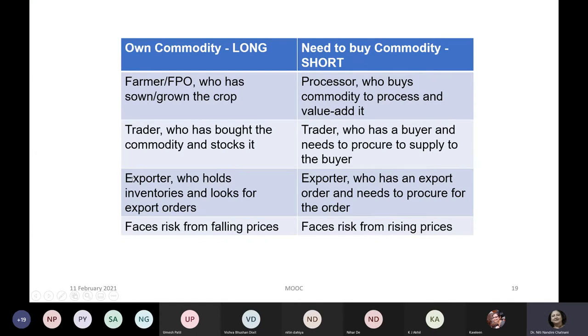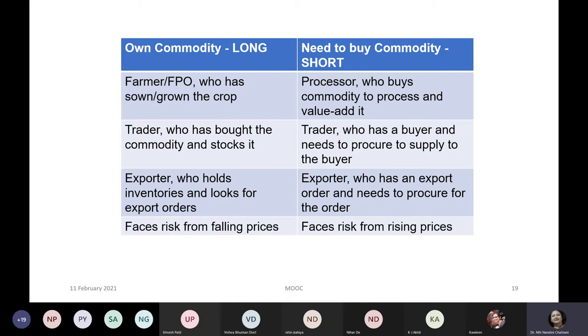Okay, so I've got a small summary of what I've said so far, and I'm sure this will resonate with all of you with the discussion that we've done so far. A farmer or a farmer producer organization, which actually is a company of a lot of farmers, who has sown a crop. Right now, you see, wheat has been sown. It's not yet been harvested. The farmer is said to be long the commodity, although the farmer does not yet have the wheat with him or her. The farmer will still be said to be long the crop. Or a trader, even an exporter who's bought the commodity and is stocking it to sell it at a later date, hopefully at a higher price. That's what the business model is, a stock and sale business model.